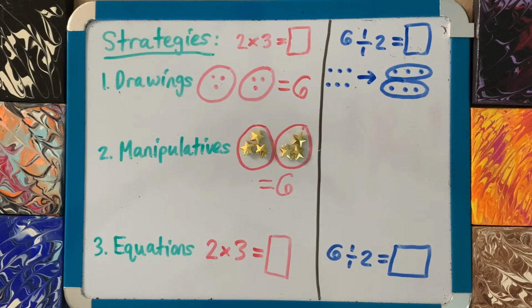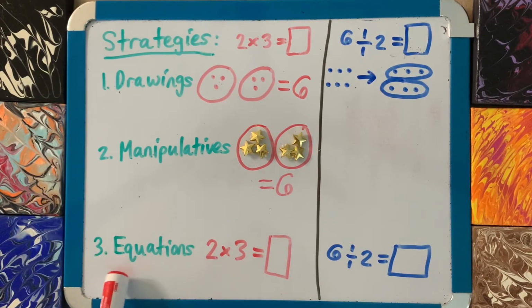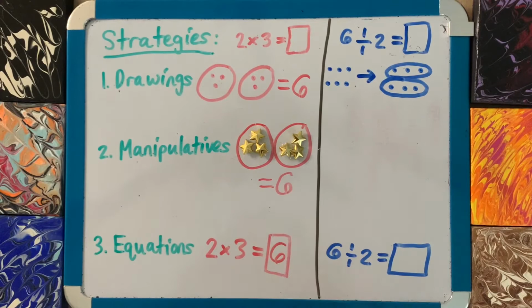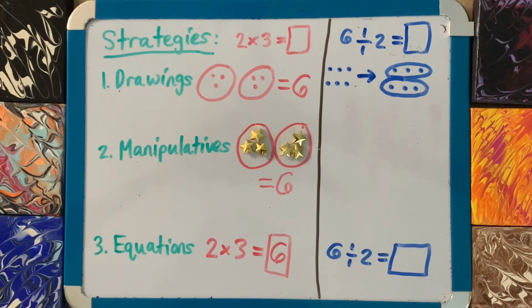Now the last strategy that you can use besides drawings and manipulatives is equations. And so if you know your multiplication facts, then you know that 2 times 3 equals 6. And if you don't know your multiplication facts yet, that's also okay, because we were able to use our other 2 strategies of drawings and manipulatives to find the answer.